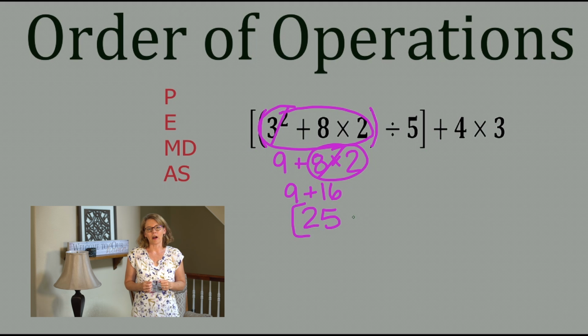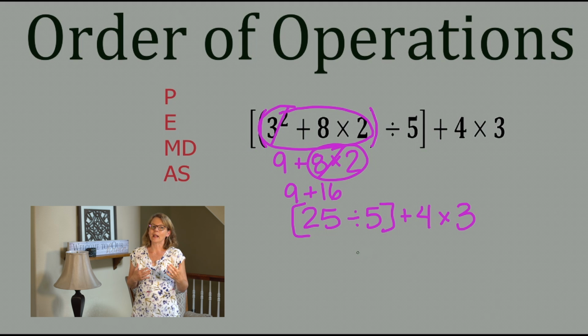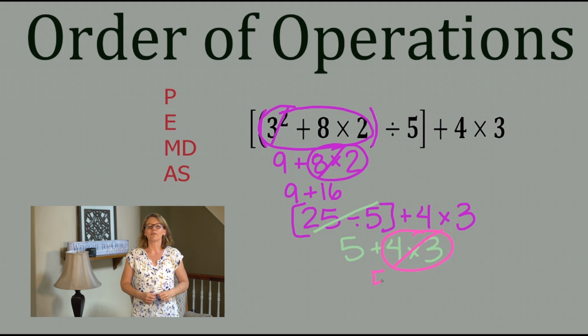Now I'll copy that down. 25, 5, 4, and 3. Next, I have to do the stuff in that bracket. 25 divided by 5 equals 5. It's getting simpler already. We can do this. We can take away the bracket as it is not needed anymore. 5 plus 4 times 3. I multiply next. 4 times 3 equals 12. I'm left with 5 plus 12 equals 17, our answer.